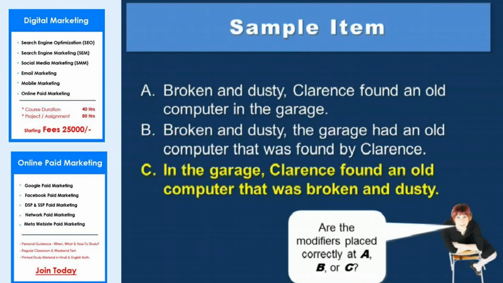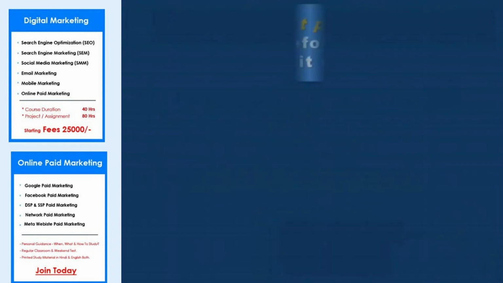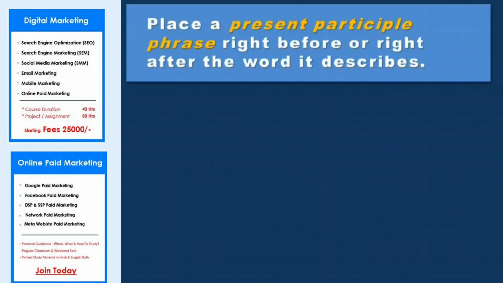Now, the position of the modifiers. You should place a present participle phrase right before or right after the word that it describes. Let us see what a present participle is. Present participle is verb plus ing form. Now an example coming up here in front of you.